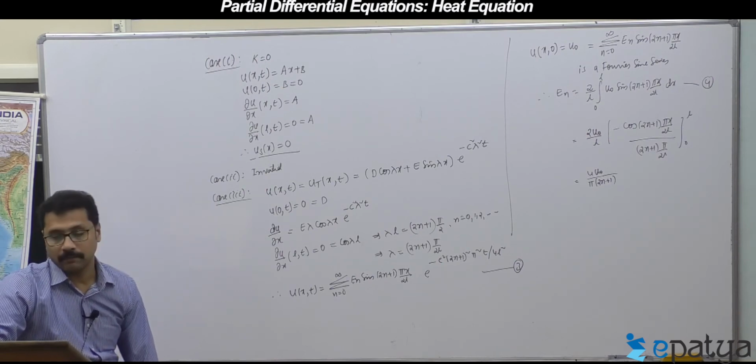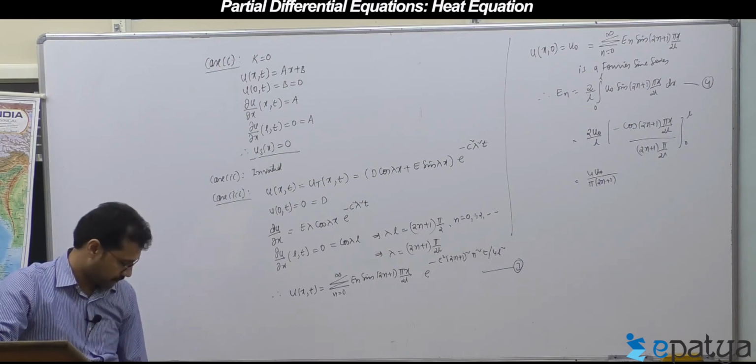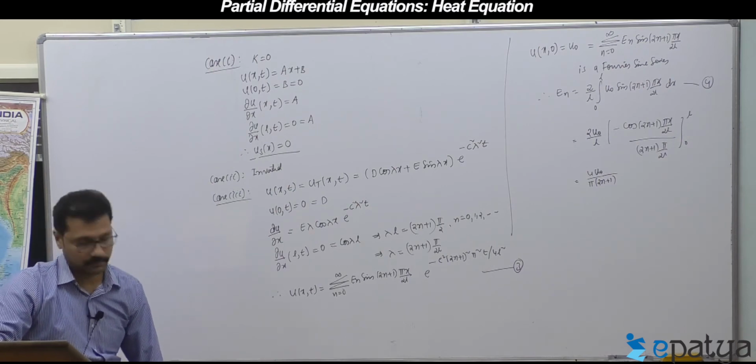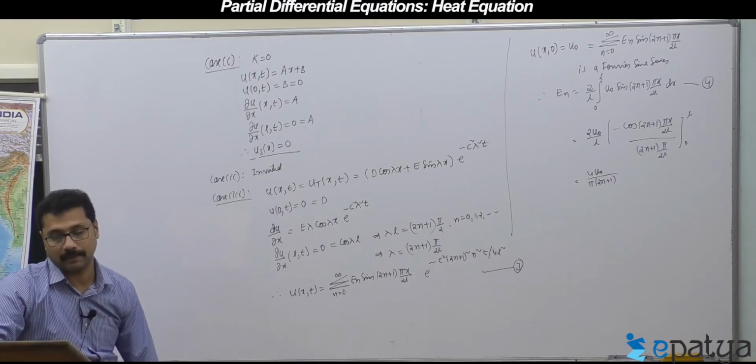Next, the end x equal to 0 is kept at 0 degrees, and heat is suddenly applied at the end x equal to L, so that there is a constant flux Q naught at x equal to L. Find the temperature distribution in the bar for t greater than or equal to 0.